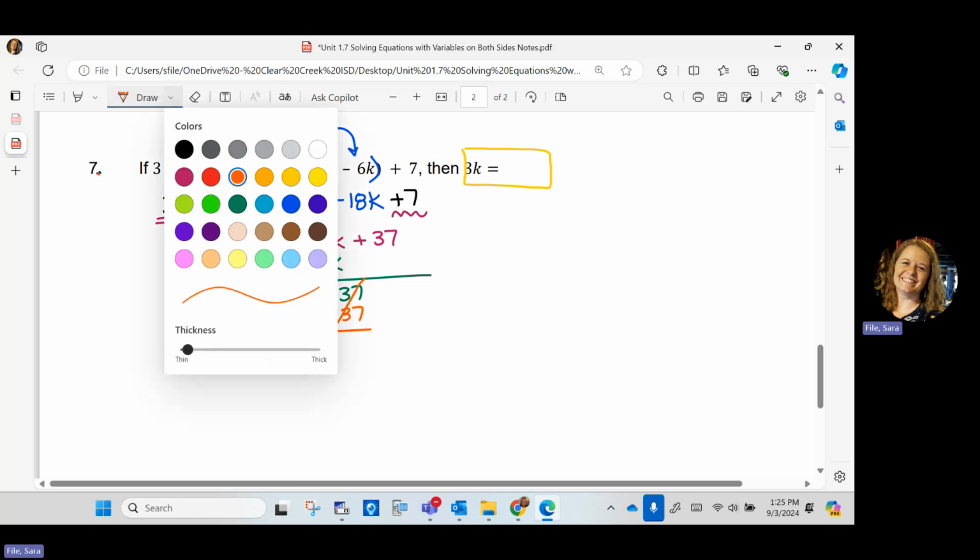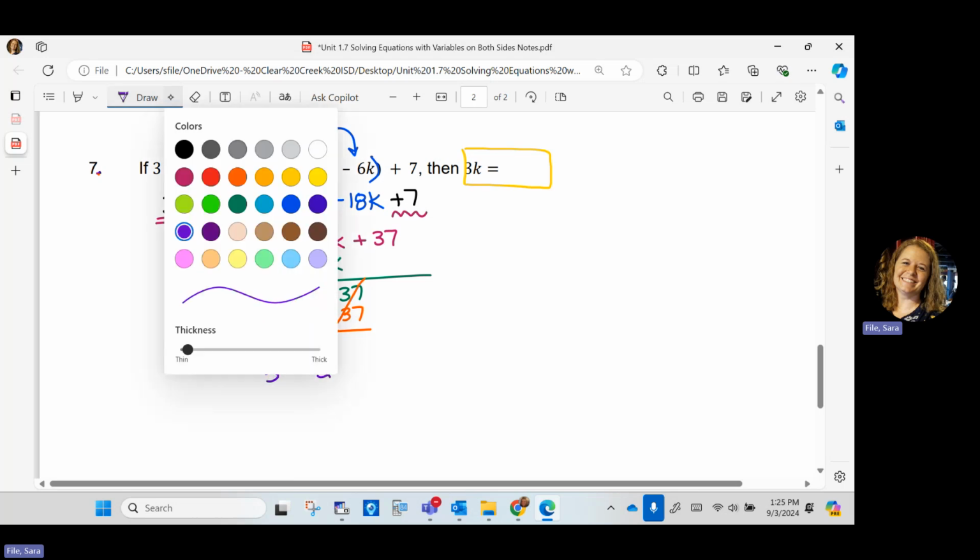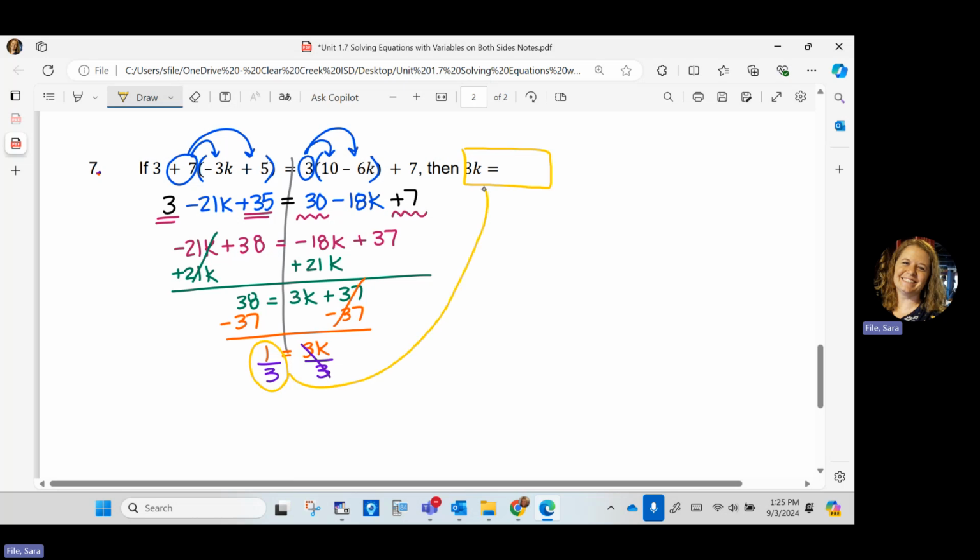And then I'm ready to get rid of the coefficient of 3 by dividing. 1 divided by 3 is a repeating decimal. We're going to leave it as a fraction. But remember, I have to take that and plug it in for k up here. So I'm doing 3 times 1/3, which comes out to 1. Okay, 1/3 of 3, or 1/3 times 3, that comes out to 1.